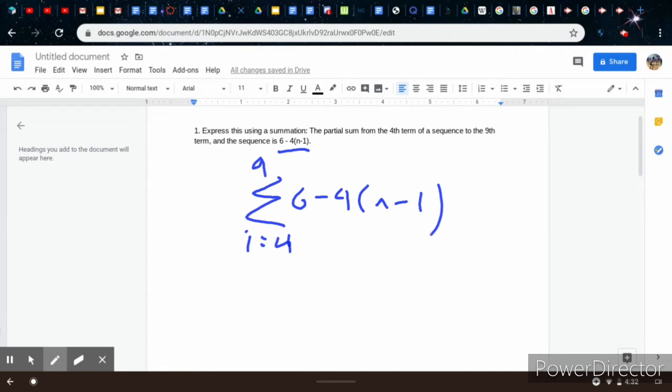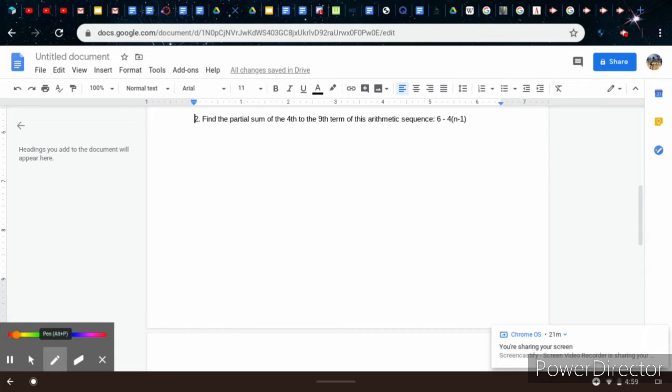Now let's move on to the next problem. Let's do the second practice problem. It states that we need to find the partial sum of the 4th to the 9th term of this arithmetic sequence: 6 minus 4 times (n minus 1).